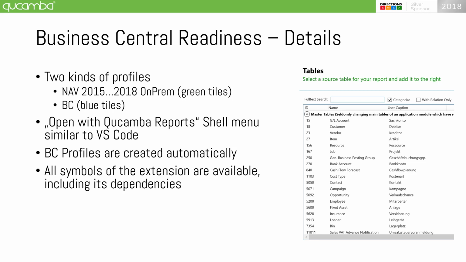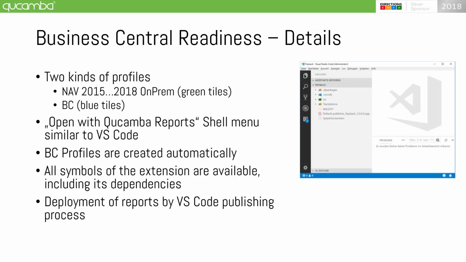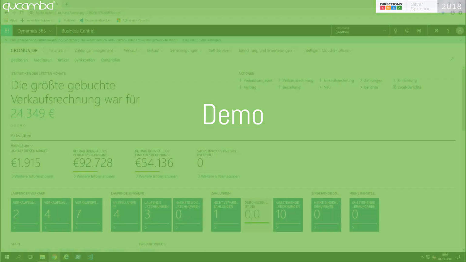Finally, when creating or styling reports, the results can be either placed in your extensions workspace from where they're deployed and published along with your app, or you can even create custom layouts directly on Business Central. Let's take a look on how this works.